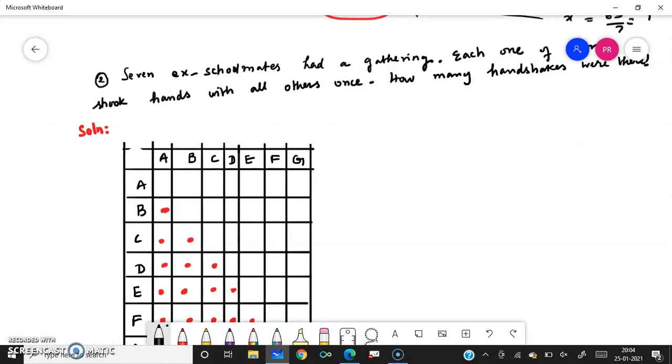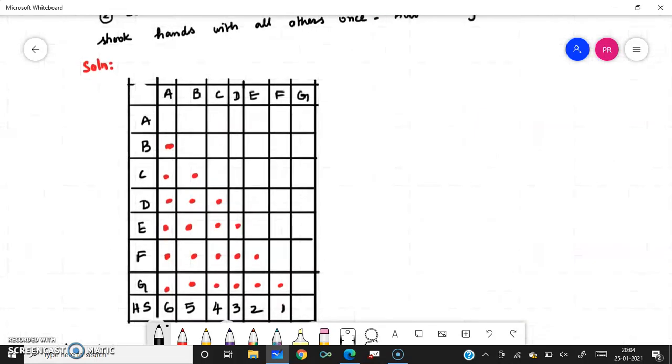At present you can draw a tabular column like this, A, B, C, D, E, F. There are 7 schoolmates, same way, A, B, C, D, E, F. Like this you can draw the tabular column. A, you leave blank as it is. And B, you write, B can shake with A. And C with A and C with B, because C with D and all will be done later. That's why we left that.